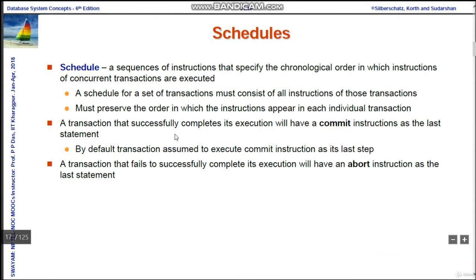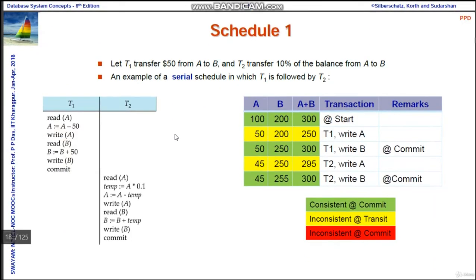A transaction that successfully completes its execution will have a commit instruction at the end. You can see this is the journey from read A to write B, and at last it is committing. Committing reflects the changes in the database. Same for the other: read A to write B, all the instructions execute, and at the last it commits.